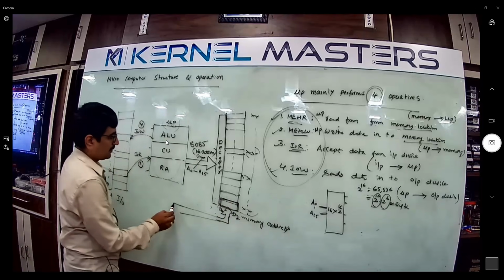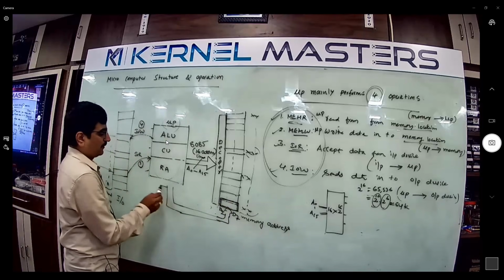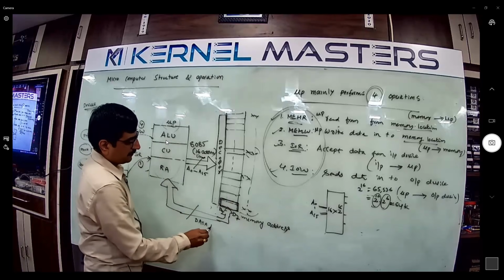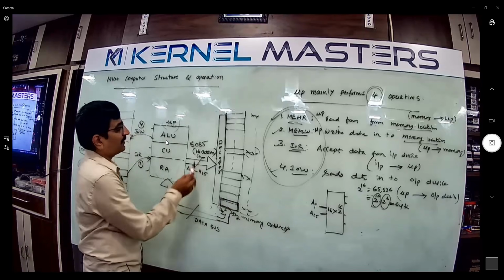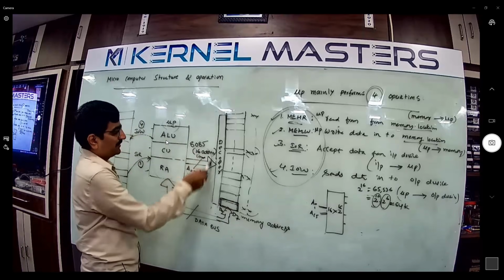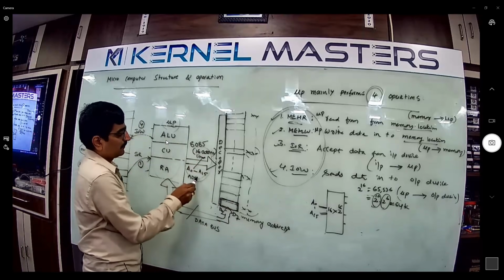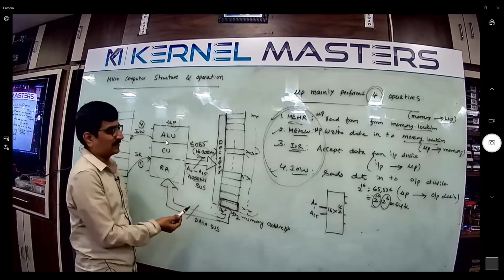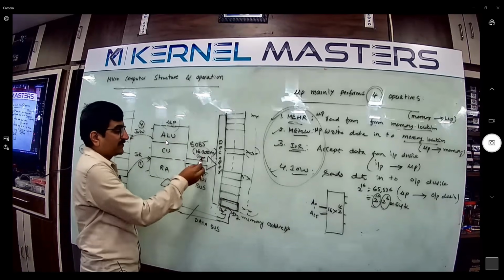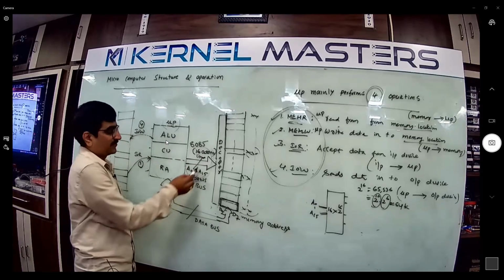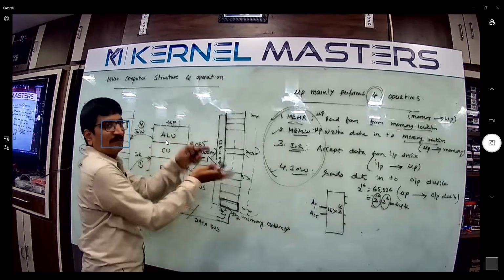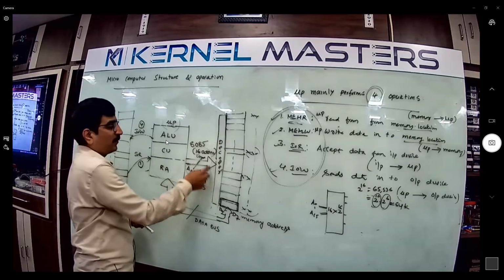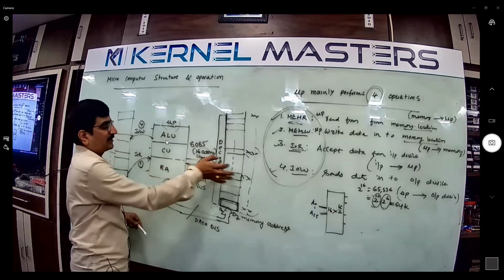To communicate with the microprocessor, this is called a data bus, and the first one is called an address bus. A bus is a group of wires. From the 8085 point of view, 16 wires are there. The decoder input is A0 to A15, 16 wires.